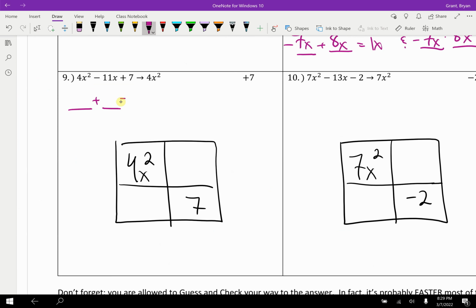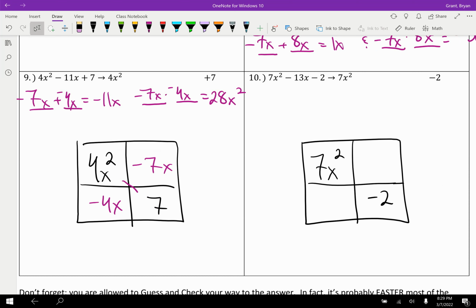All right. We know the two numbers have to add to equal negative 11x, and they have to multiply to equal 4 times 7 is 28x squared. Well, I bet 7 and 4 probably jumps out at you. And if you combine 7x and 4x, it makes positive 11. Let's make that negative. Okay, let's make both of these negative too. Negative 7x, negative 4x. Last one.